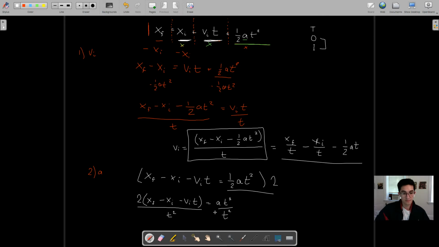And so this is going to give us a final answer, which I'm going to do in blue. I know my color organization isn't great. We're going to work on it. So we get a final answer of a is equal to 2 times x final minus x initial minus v initial t, all in parentheses. So it's 2 times all that, all divided by t squared. All right, and that is our final answer.